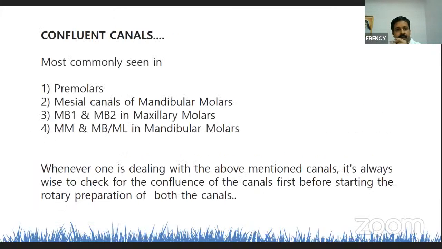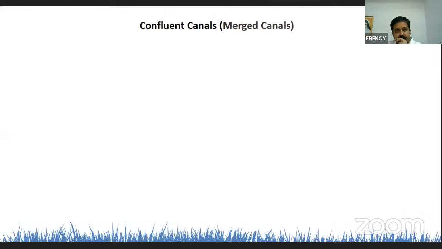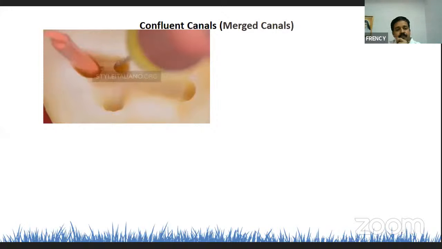The most commonly confluent canals can be seen in this type of roots. A confluent canal you can check by inserting two instruments simultaneously inside the canal, but sometimes it won't work. If it is a very large canal, both of the instruments will go, even though it is confluent. Another way, suppose it is a mesial canal of a mandibular molar: usually mesiolingual canals are much straighter than the mesiobuccal canal. So if you are doubting a confluency, instrument the mesiolingual canal first, and in between, in the mesiobuccal canal, you can do the patency filing, but do not insert any rotary instrument.